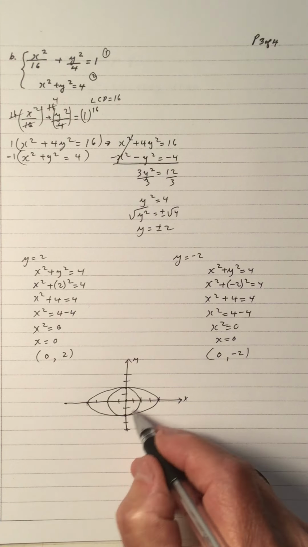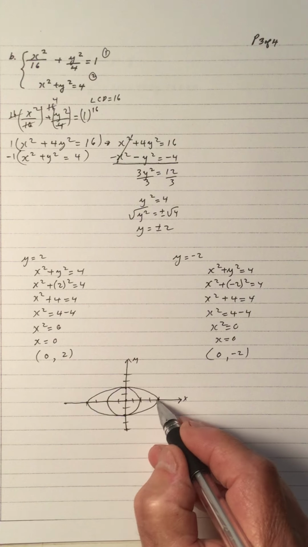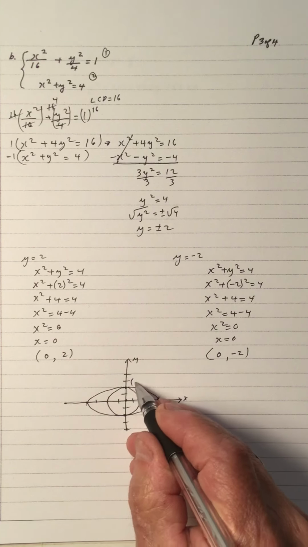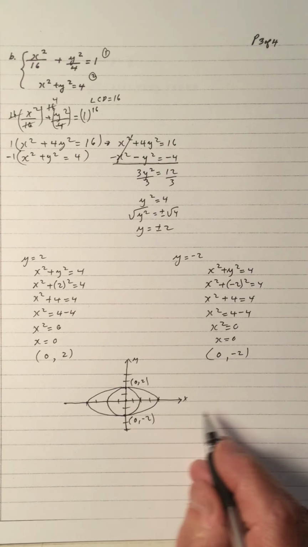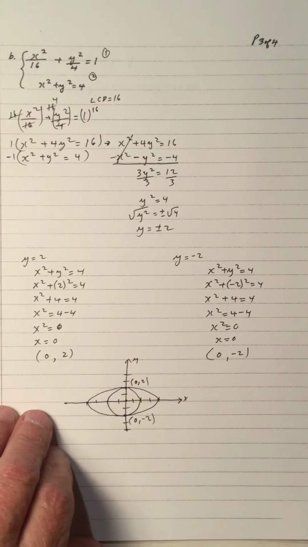So here's the circle, radius of 2. Here's the ellipse with a horizontal stretch of 4 and a vertical stretch of 2. So these are the 2 points, (0, 2) and (0, -2). I just thought I might look at the graph of that to explain the two answers.